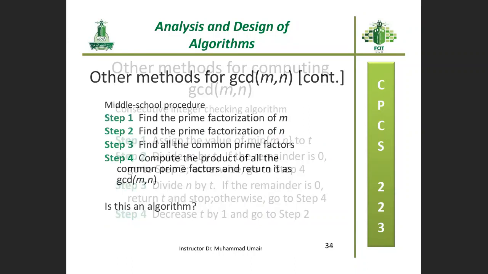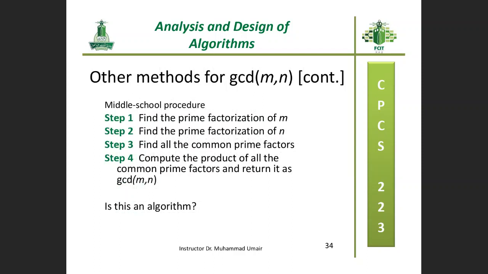Another way to calculate the GCD could be to use prime factorization, as maybe you are familiar with calculating the GCD using prime factorization. So this algorithm is based on that ideology. Is that clear?